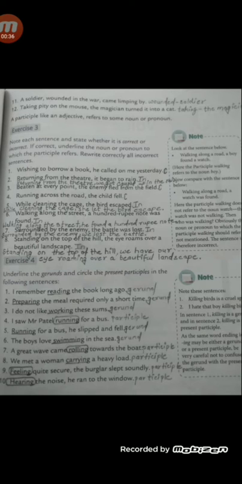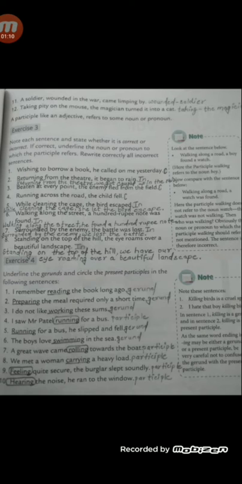Let's start. "Wishing to borrow a book, he called on me yesterday." Here it is a correct sentence. Why? Because wishing is used as a participle, and it is referring to "he." That's why it's a correct sentence, because here a participle is given and also a noun or pronoun element is given.